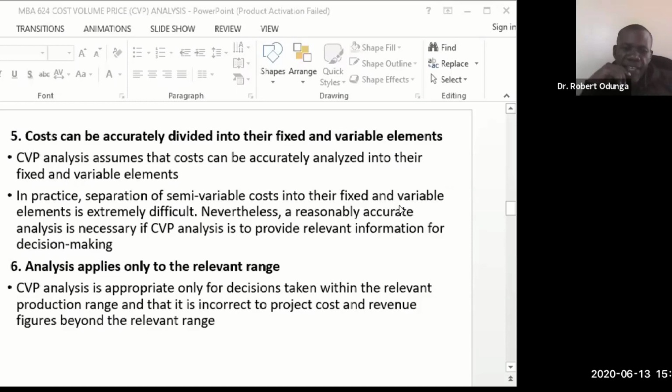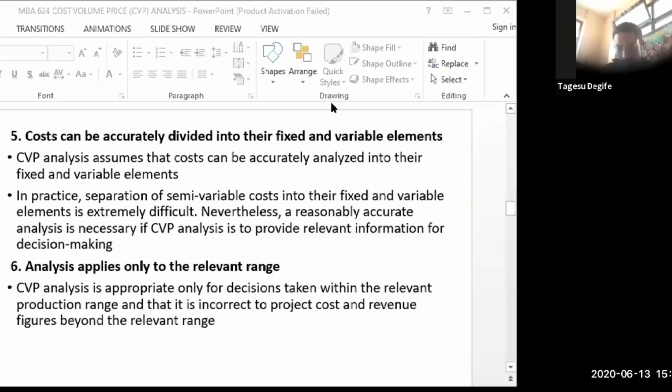Number 6, analysis applies only to the relevant range. And I said the relevant range here is the period, now assuming that you are looking at the model or the relevant range. What is the relevant range in this case?